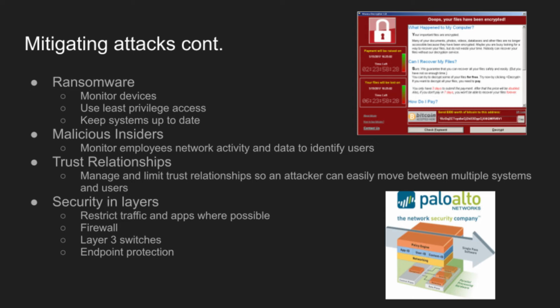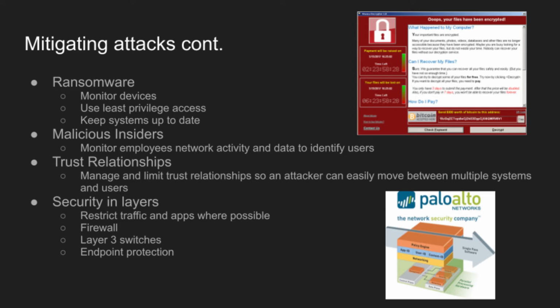When dealing with malicious insiders, you want to look at an employee's network activity and the data that they are accessing and sending out. And then with trust relationships, you want to limit this as much as possible, so that way a user in one network can't just access everything in another network by being signed in only one place.